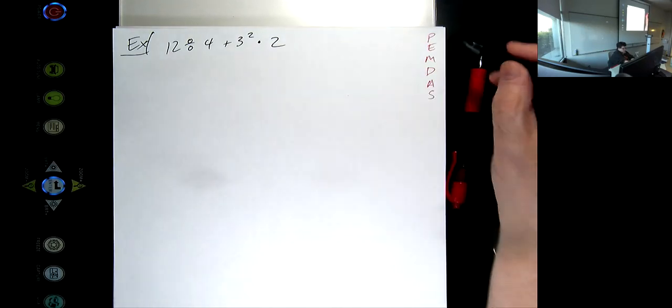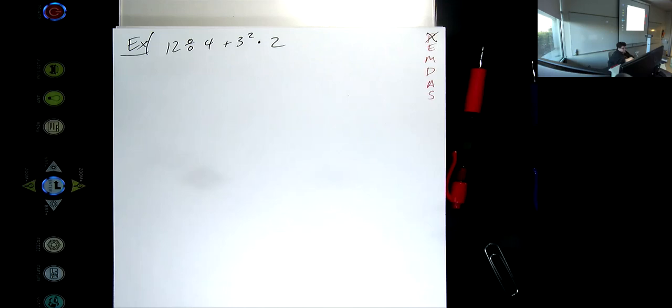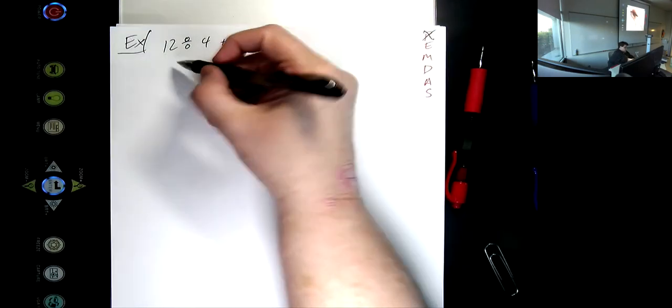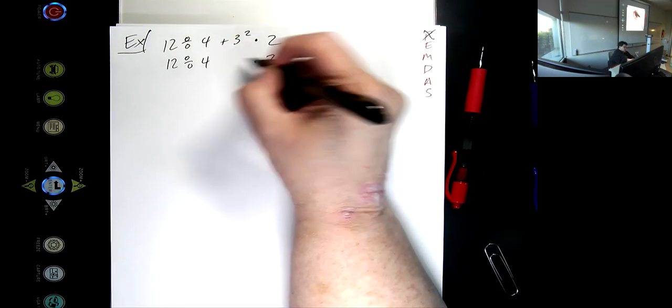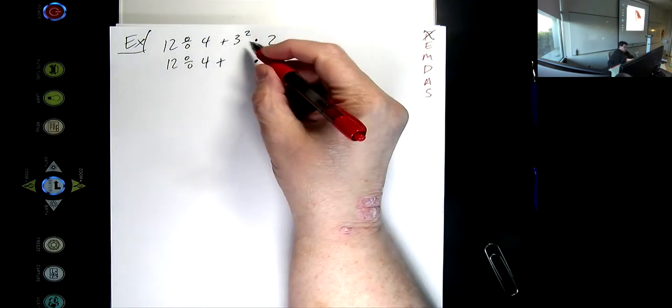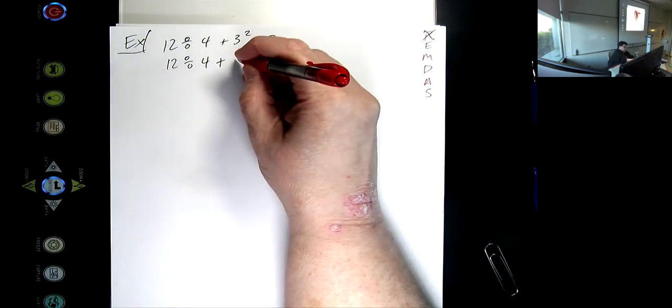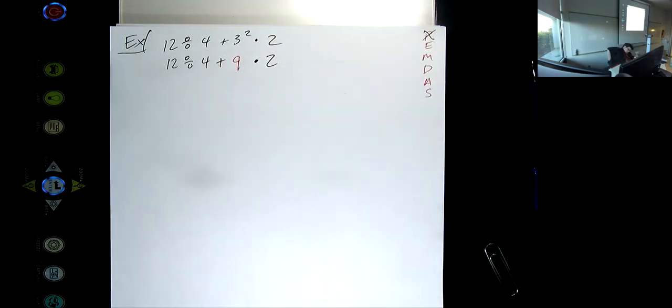There are no P's, but there is an E. So I am trying to teach you good habits, I'm going to write down everything else first. And then do the one operation that has an exponent. 3 to the second power, or 3 squared, is another way of saying that, is 9. And I don't see any more exponents, so that's done. Cross off exponents.